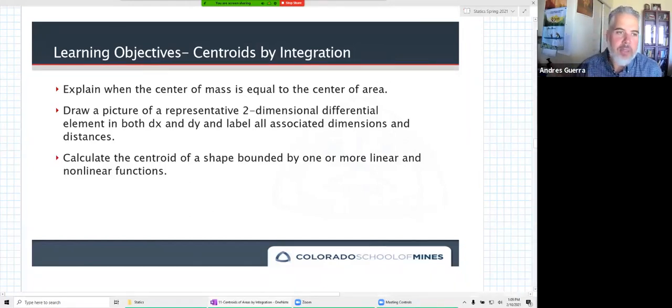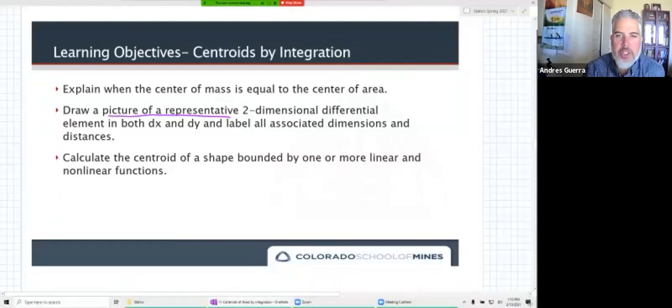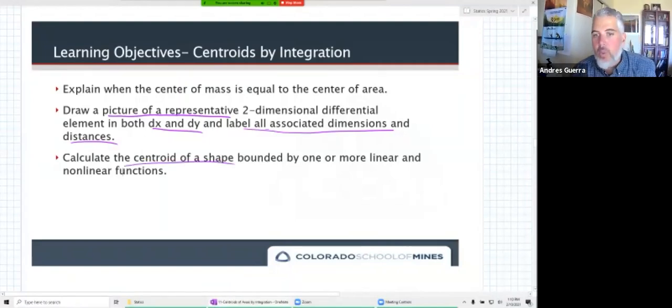Our other learning objectives are to draw a picture. The problems that we're doing today are very much calculus type problems, and so that picture is super important: a two-dimensional differential element for dx and dy, labeling all the associated dimensions and distances, will just make our lives super easy. And then once we can draw that picture, we can calculate the centroid of the shape bounded by one or more linear or nonlinear functions.